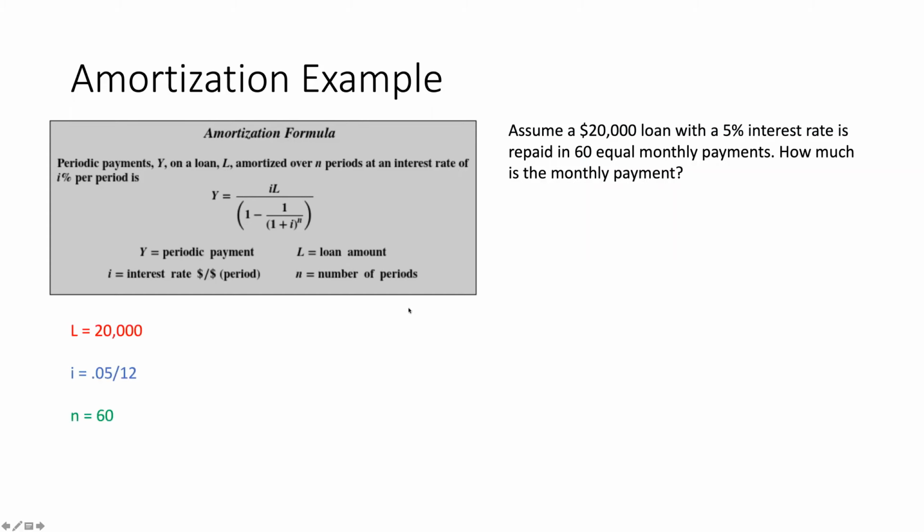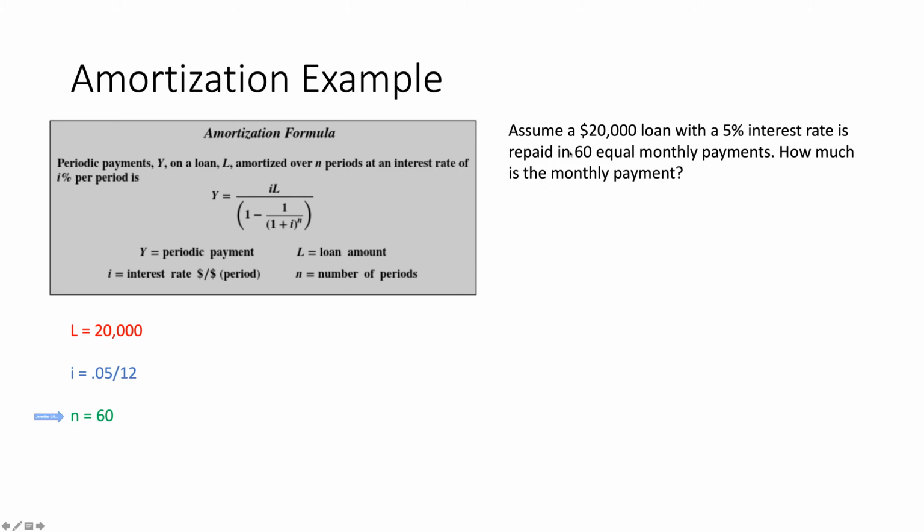So the first thing that we're going to do is figure out what information is given and what variable each one stands for. Our loan amount here is $20,000. We call that L. Our interest rate here is 0.05, but we need to have it as a monthly interest rate, and for that reason we divide by 12. Now you can simplify this calculation if you like. I'm going to leave it as 0.05 over 12 because we want to keep as many decimal places as we can as we do these calculations for accuracy. And finally, little n is 60, number of periods.